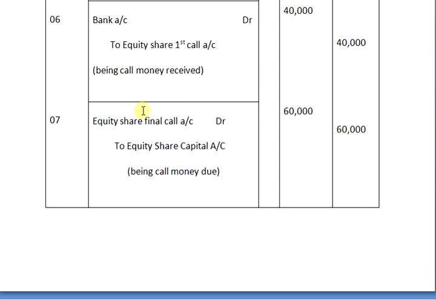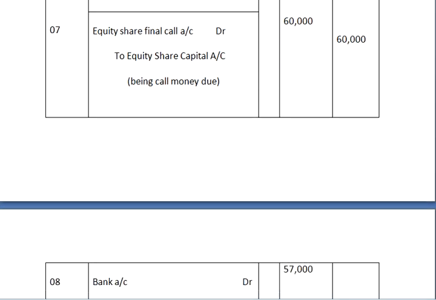Again on the final call we have two transactions: one is the due transaction, the other is the receive transaction. When we are making the due transaction on the final call, what happens? Equity share final call account debit to equity share capital account. The amount on call is 3 rupees. So 20,000 into 3, it becomes 60,000 and 60,000.